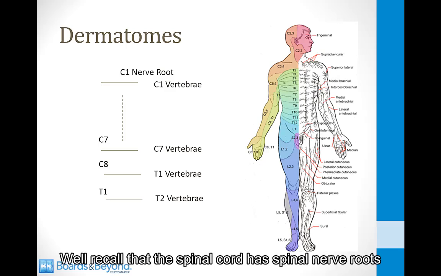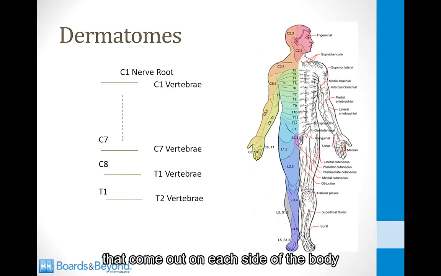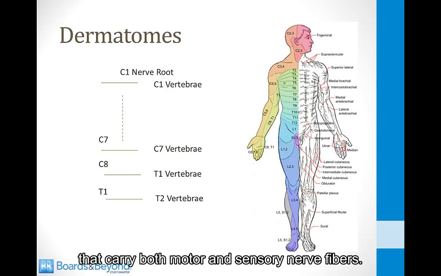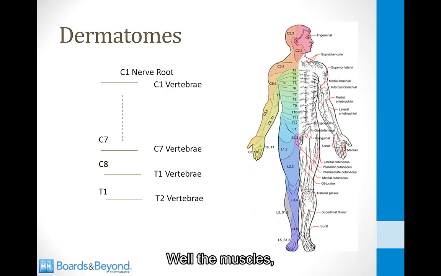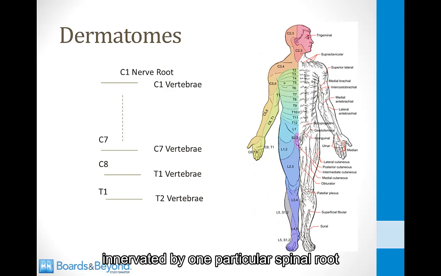Well, recall that the spinal cord has spinal nerve roots that come out on each side of the body that carry both motor and sensory nerve fibers. The muscles innervated by one particular spinal root are called the myotome for that spinal root. And the sensory skin areas innervated by one particular spinal root are called the dermatome. And this is a map of the dermatome over here on the right.